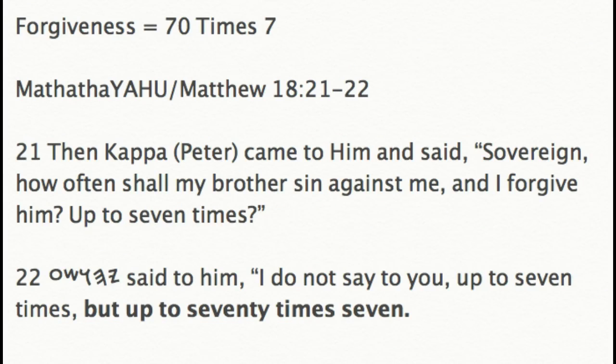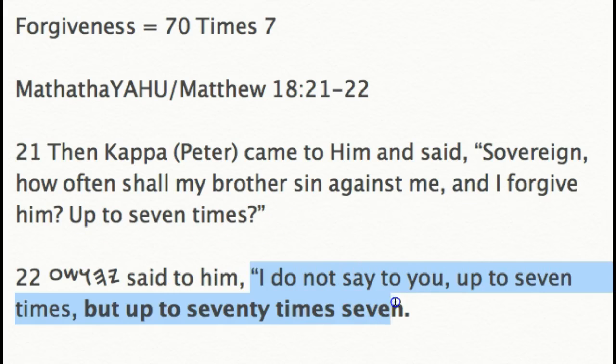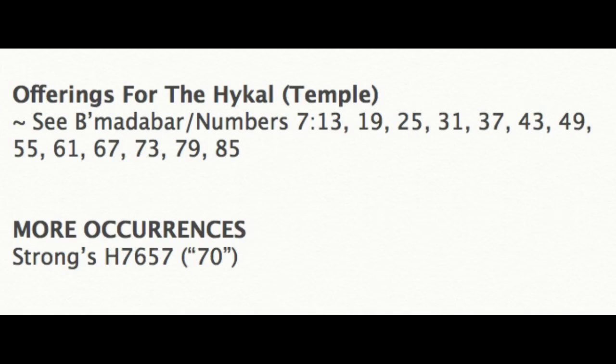And then we also have here the passage about forgiveness 70 times 7 in Matthew chapter 18 verses 21 through 22, where it says, "Then Kappa, Peter, came to him and said, Sovereign, how often shall my brother transgress against me and I forgive him? Up to 7 times? Yahusha said to him, I do not say to you up to 7 times, but up to 70 times 7."